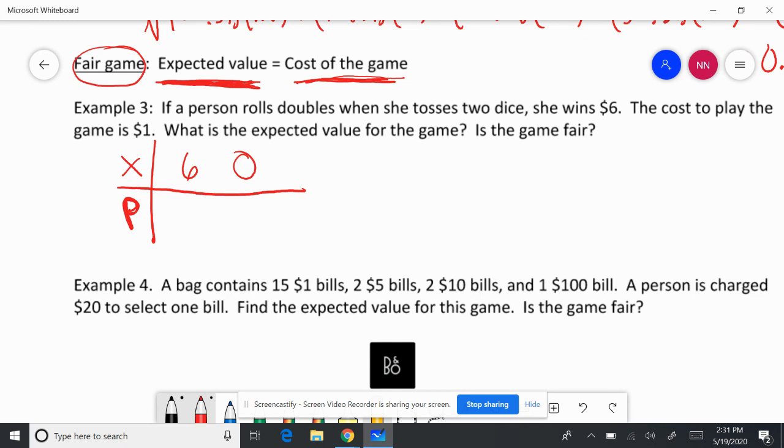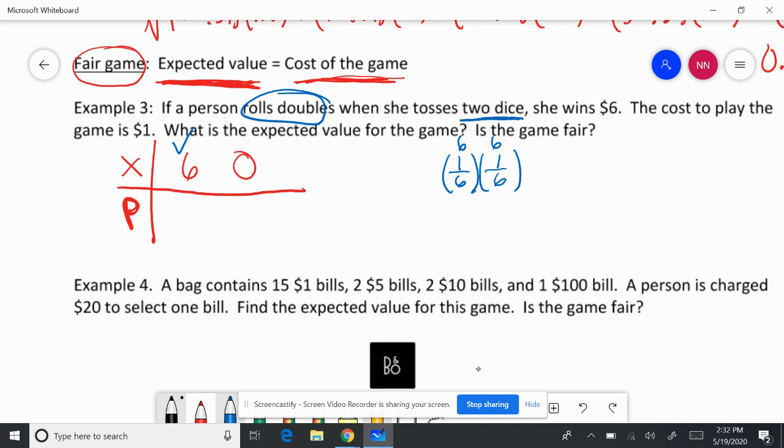Now we're going to look at how a person wins $6. Well, they roll two dice, and the person is rolling doubles. Let's just look at one possibility. That would be a 6 and a 6. In order to get a 6, that would be 1/6, and in order to get another 6, that would be 1/6.